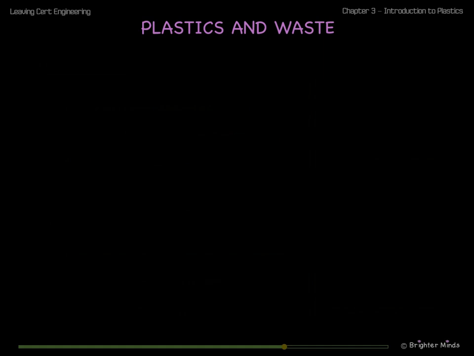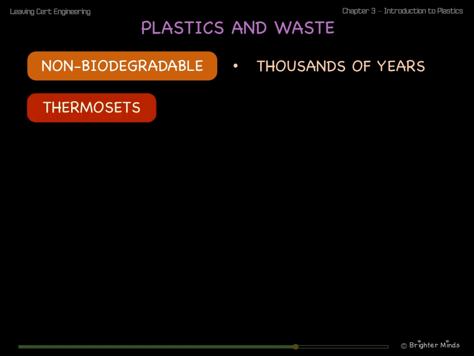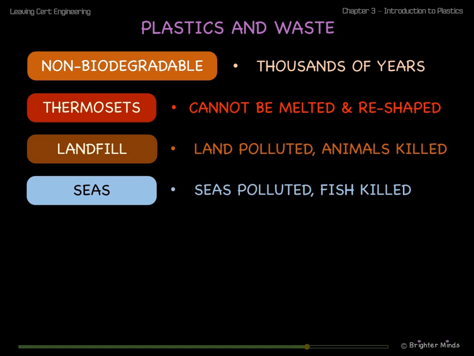Waste is a big issue with plastics. Most plastics are non-biodegradable and stay in the environment for thousands of years. Thermoplastics are recyclable, but not enough are recycled. Thermosetting plastics are not recyclable because they cannot be melted and reshaped. Plastics that are dumped in landfill pollute the environment and the groundwater, and animals and birds are killed by eating or getting caught in the plastic. Plastics dumped at sea pollute huge areas of the sea and some coasts, and marine life is killed by eating or getting caught in the plastic.